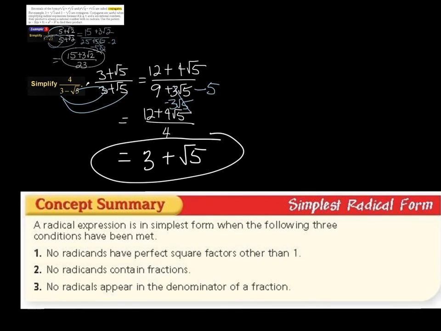A radical expression is in simplest form when the following 3 conditions have been met. No radicand has perfect square factors other than 1. No radicand contains fractions, and no radicals appear in the denominator of a fraction.